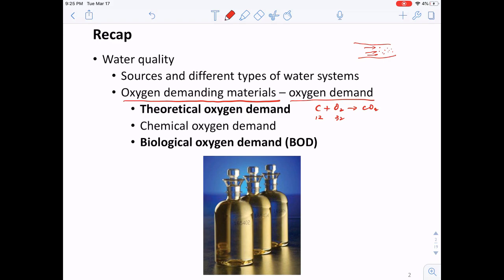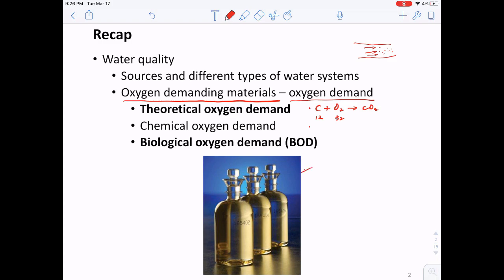In terms of the chemical oxygen demand, this involves chemical reactions. Instead of calculating based on stoichiometry, we use strong oxidizing chemicals to oxidize the organics in the water. In this case, the chemical oxygen demand might be different from the theoretical oxygen demand. And the most important parameter that we learned is the biological or biochemical oxygen demand, the BOD.